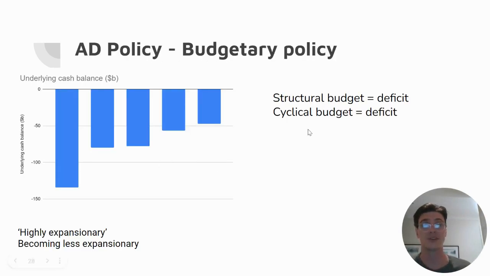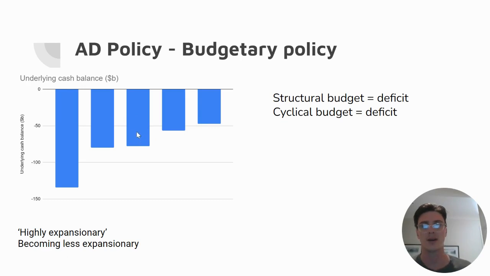Okay, so moving on to budgetary policy. Remember, we've got a huge budget deficit. It was way over $100 billion, and it's getting smaller, I think it was about $70 billion, and the government's hoping to bring it back to surplus. We would call that a highly expansionary stance. You could say it's becoming less expansionary because the deficit's getting a bit smaller, but I definitely think it's highly expansionary.